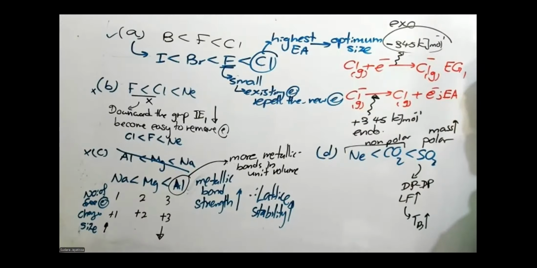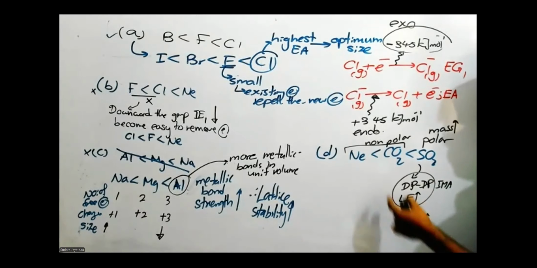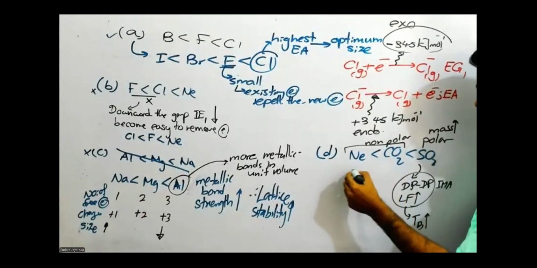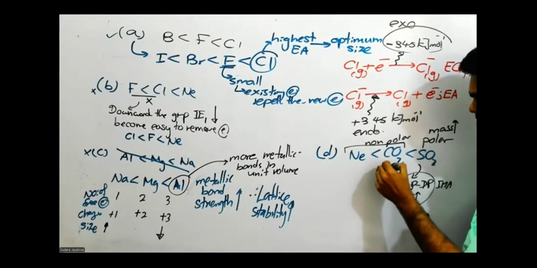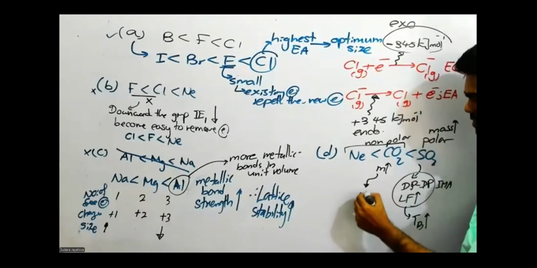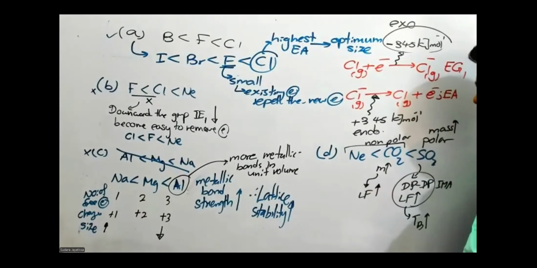You can see that if the intermolecular attractions are stronger, the boiling point is higher. And if you take neon and carbon dioxide, carbon dioxide has a higher mass. Therefore, the London forces are higher for carbon dioxide.